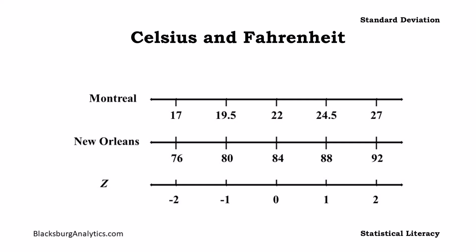This can be done for any July temperature in Montreal and New Orleans. The graph shows the Montreal and New Orleans temperature equivalent to z-scores minus 2, minus 1, 0, 1, and 2. For example, 80 degrees Fahrenheit in New Orleans will equal 19.5 degrees Celsius on the standard deviation scale.